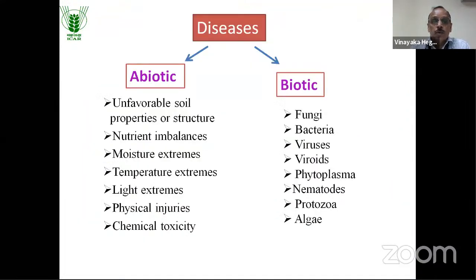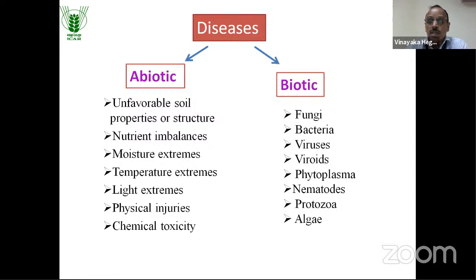Coming to diseases, there are different factors which may cause disease, that is biotic as well as abiotic. Abiotic, as you all know, may be due to temperature, unfavorable soil conditions, physical injuries and so on. Whereas biotic, I am going to cover mainly the biotic factors which are responsible for disease, and the major diseases of coconut.